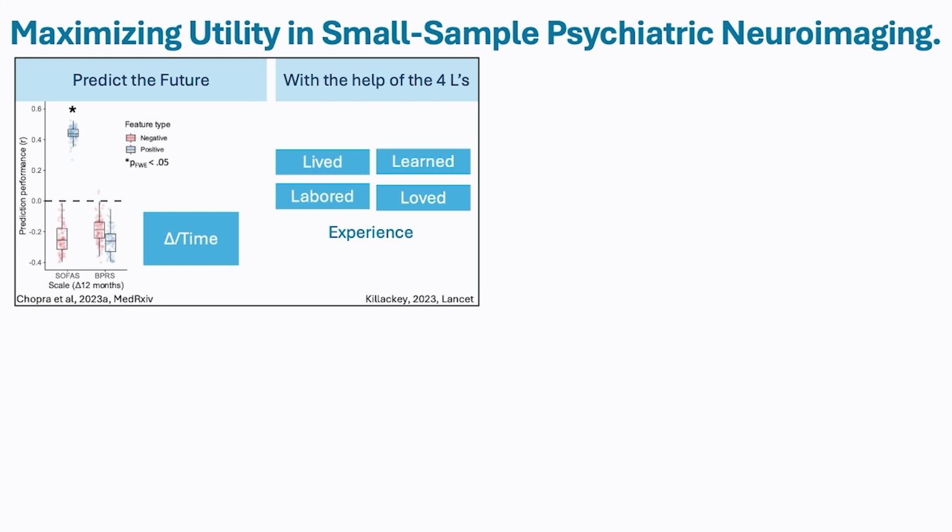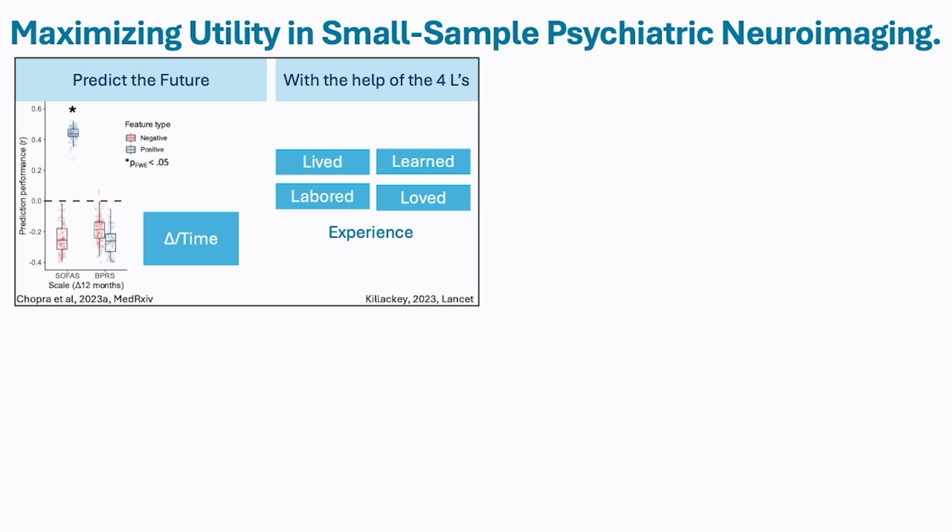Yes. So here the SOFAS is a functional measure, and we're using baseline structural connectivity data. We could predict that really well, cross-validated in a sample, of how someone's functional outcome is going to look. Are they going to get worse or recover or not at 12 months? And in terms of domain experience when designing your study, lived experience is crucial, but it's not just that. There's learned, loved, and labored experience as well.